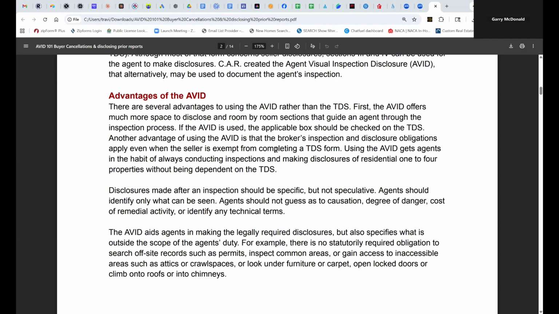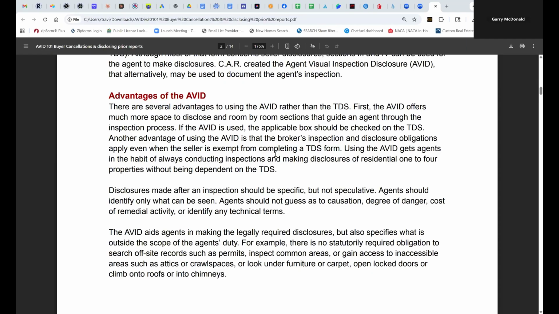The other advantage of using the AVID is that the broker's inspection and disclosure obligations apply even when the seller is exempt from completing a TDS. So even if the seller is exempt from TDS, which is not a common thing, you as the agent are still required to complete the AVID. So using the AVID gets agents in the habit of always conducting inspections and making disclosures of residential 1 to 4 properties without being dependent on the TDS.